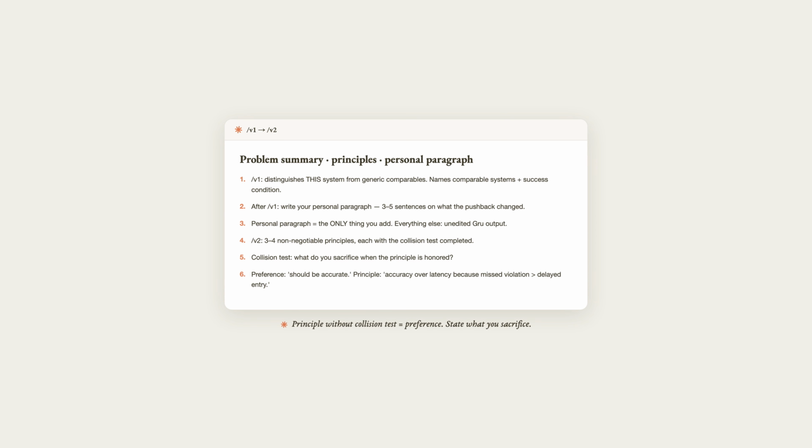/V2 is the design principles, 3 to 4 non-negotiable principles with the collision test completed for each. The collision test is not optional, it is the requirement that distinguishes a principle from a preference. A preference is: the system should be accurate. A principle with a collision test is: accuracy is non-negotiable even when it increases latency above the stated SLA, because a missed violation is more costly than a delayed queue entry. That sentence states what you sacrifice when the principle is honored.